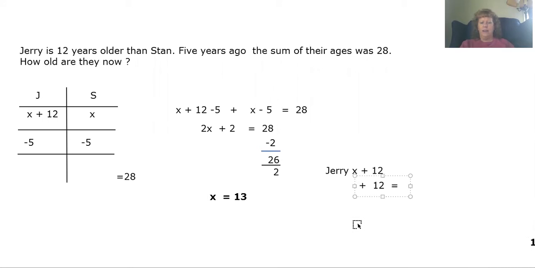So if I substitute 13 for x, then 13 plus 12 will be 25. So Jerry is 25 and Stan is 13.